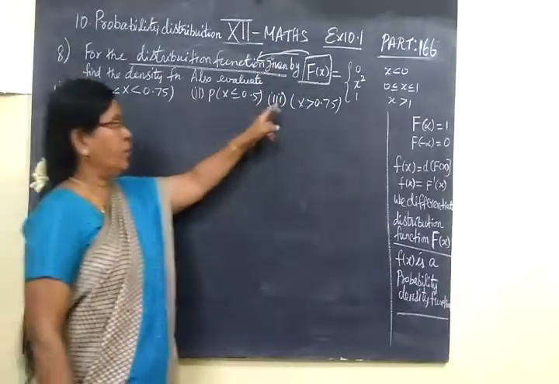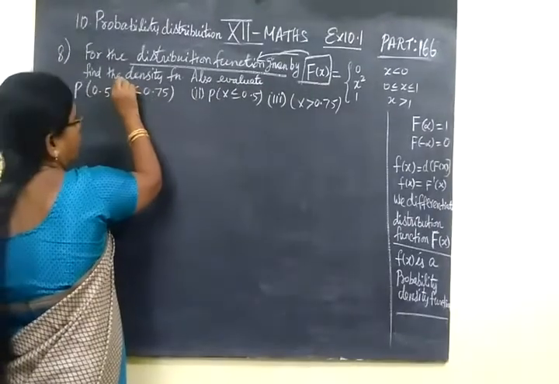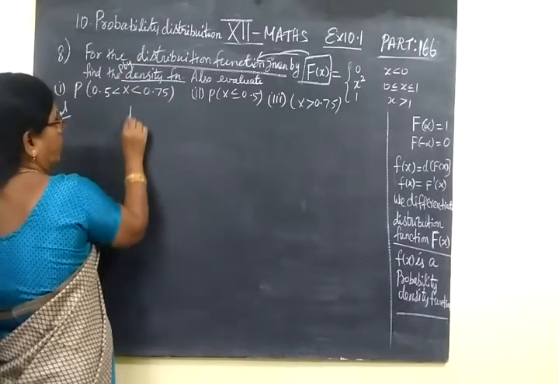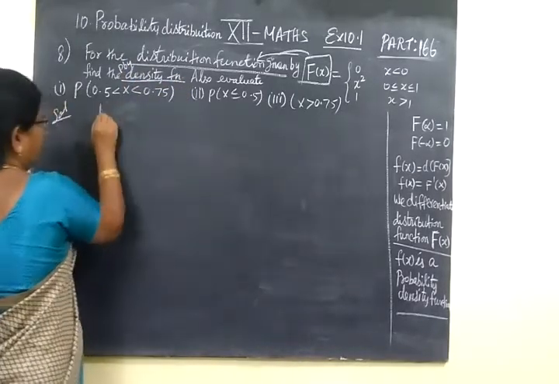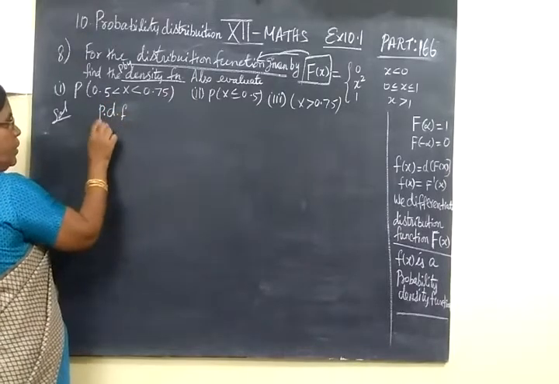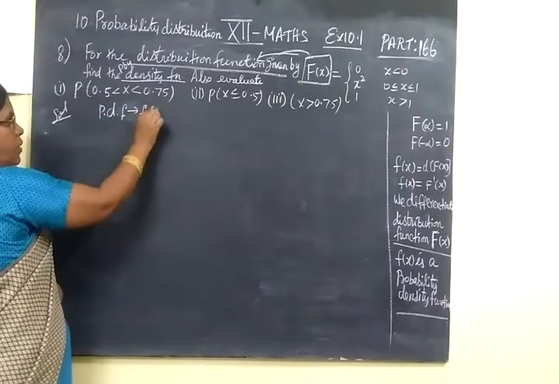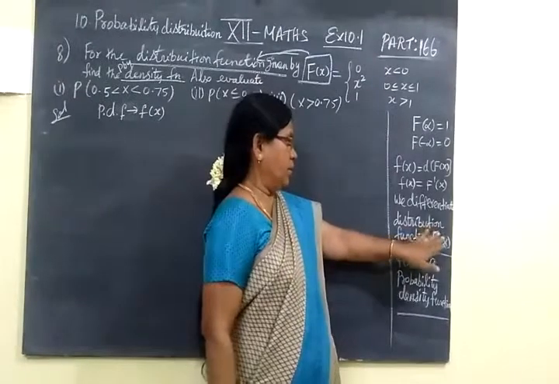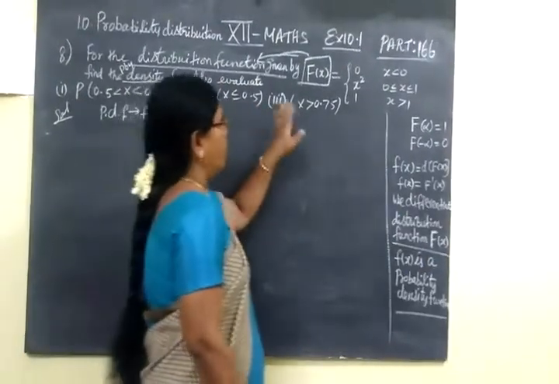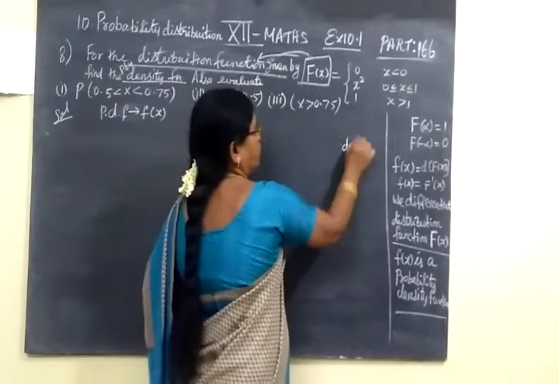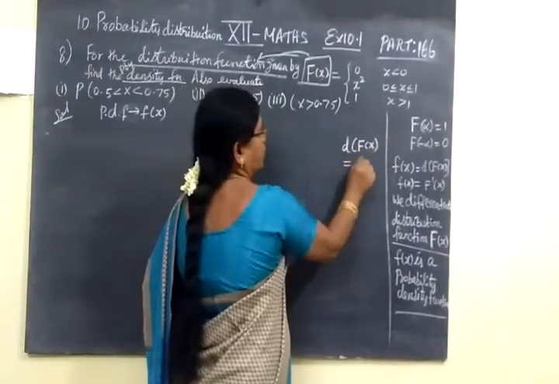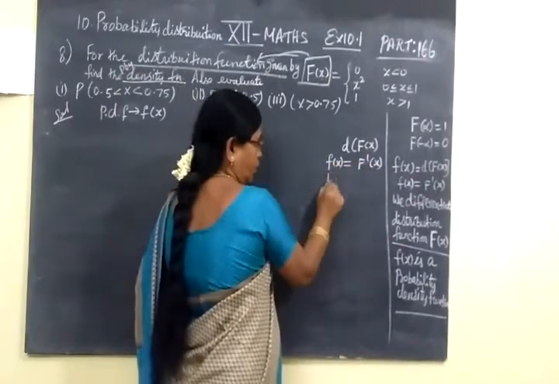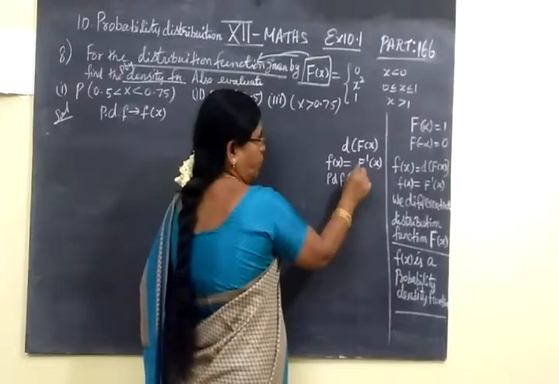This distribution function we have to change into the probability density function. We know the probability density function is denoted by PDF. This is nothing but f of x, small f of x. So to get the probability density function, we differentiate this. That means d of F of x is nothing but F dash of x. So to get the PDF, we have to differentiate this.